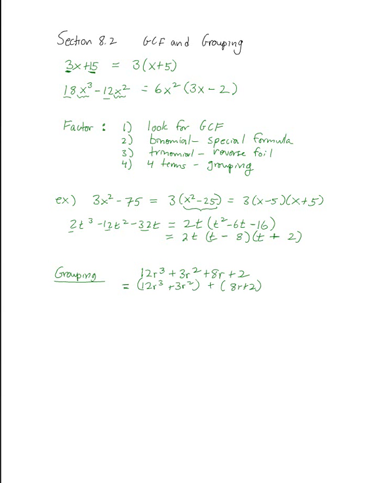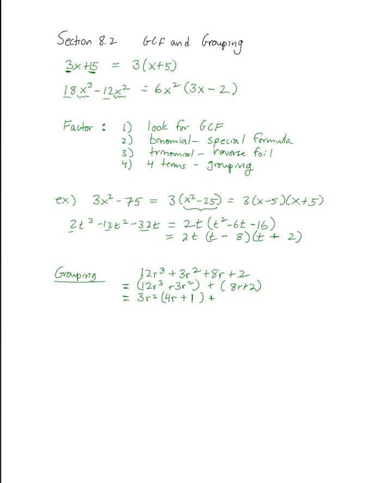Now look at my first group. My first group has 12r cubed plus 3r squared. There's a common term there. I take out the 3r squared. Left over would be 4r, because 3r squared times 4r will give me 12r cubed, plus 1, because 3r squared times 1 gives me 3r squared.